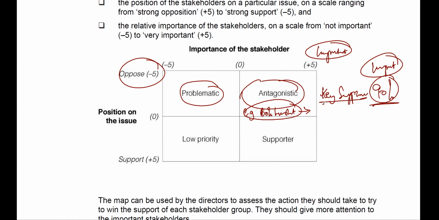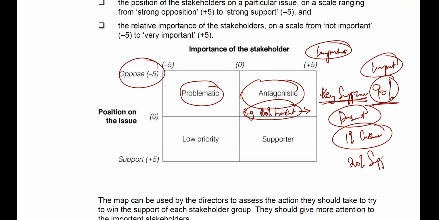So this key supplier is very important, but you want a discount and he is not giving it to you. Is he opposing you or supporting you? Opposing. Where do we put him? Antagonistic.